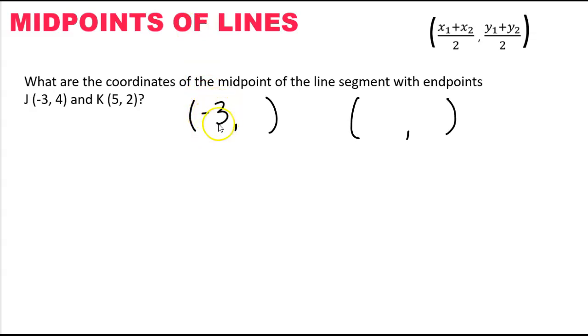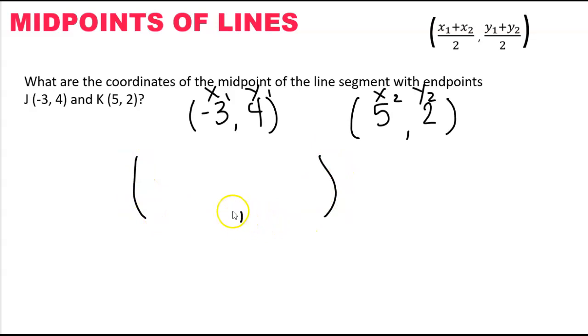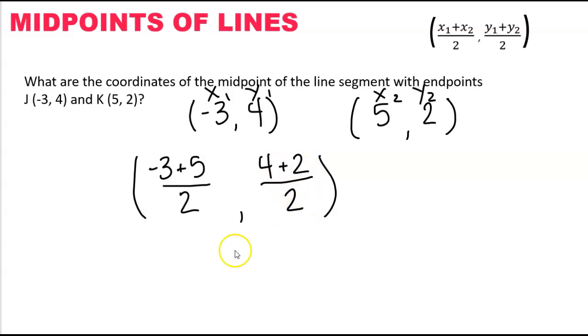So we have -3, 4, and we have 5, 2. So this is our x and our y, our x and our y: x1, y1, x2, y2. So plugging them in, remember I'm adding my x's, dividing by 2, adding my y's, dividing by 2. So my two x's are -3 and 5. I'm going to divide that by 2. And then I'll have my y's, 4 plus 2 divided by 2.